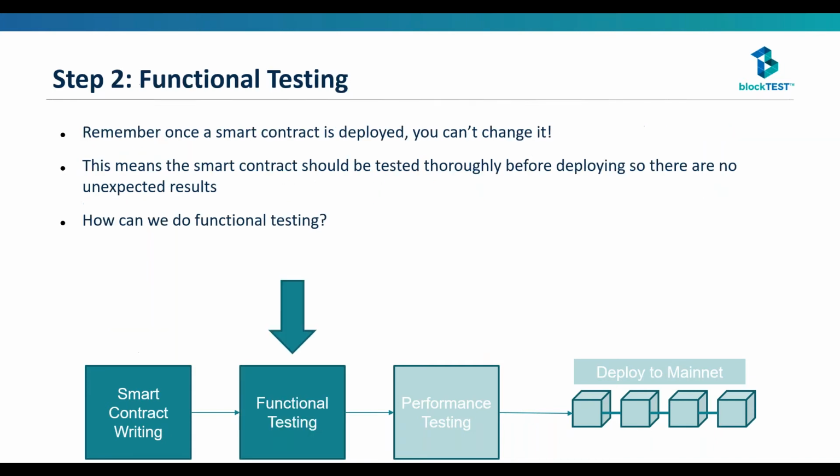But after writing a smart contract, we realized that once the smart contract is deployed, you cannot change it. And that's one of the major features of blockchain. What that means is this smart contract should be thoroughly tested before deploying so there are no unexpected results. So functional testing becomes an important step before you deploy your smart contract. So how can we do functional testing?